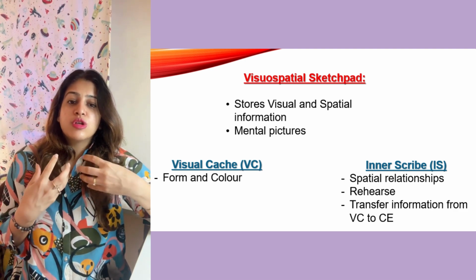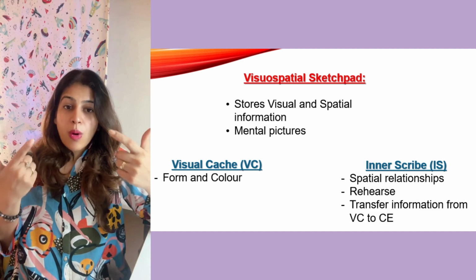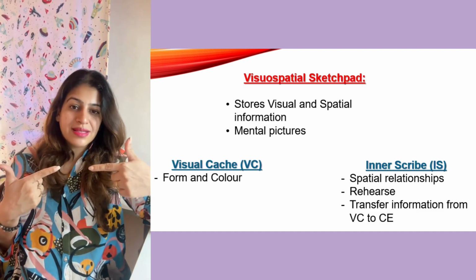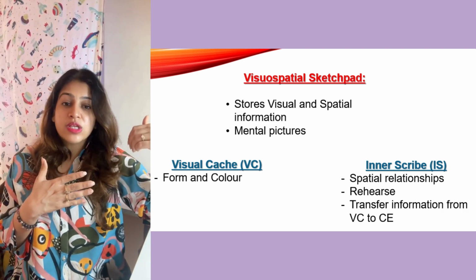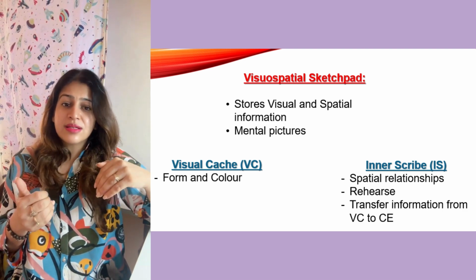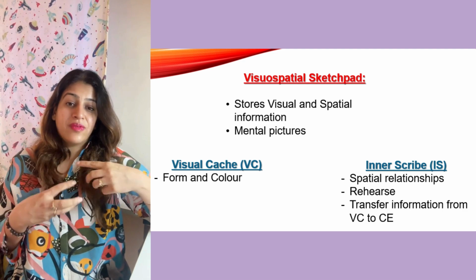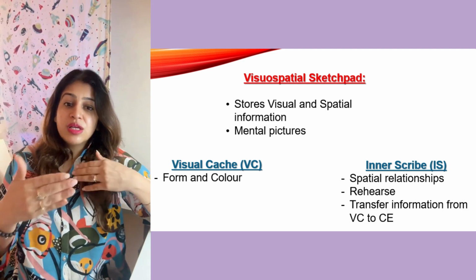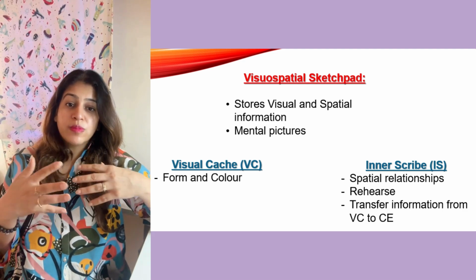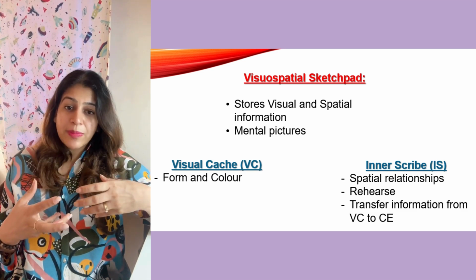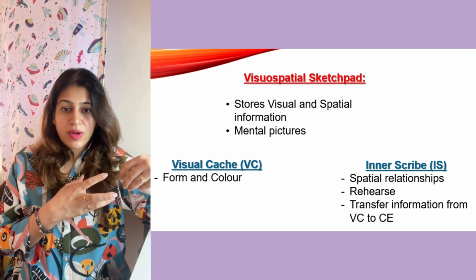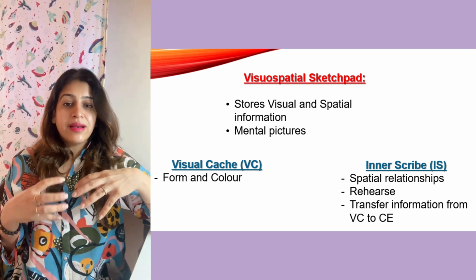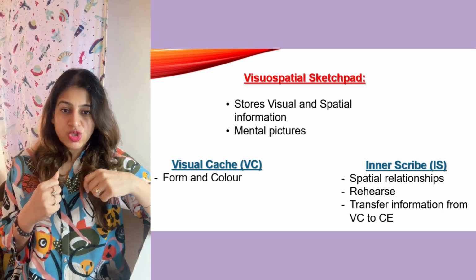Inner scribe is also like rehearsing. Once you see, you start to process that, and then there is a rehearsal going on. Just like the inner voice was there in the phonological loop, here it is the inner scribe, where you're rehearsing and understanding the spatial relations, the distance between the objects. The transfer of this to the central executive is also happening. So this all is done by the inner scribe of the visual spatial sketchpad.